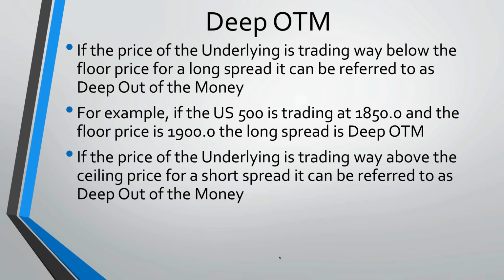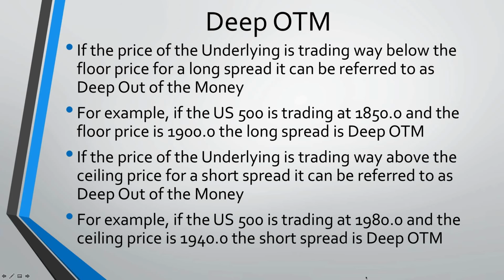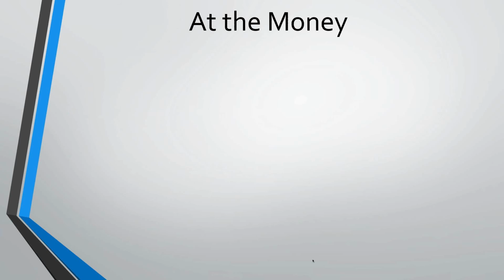If the price of the underlying is trading way above the ceiling price for a short spread, it can be referred to as deep out of the money. For example, if the US 500 is trading at 1980 and the ceiling price is 1940, the short spread is deep out of the money. So again, pretty simple concept when you think of the spreads themselves: the floor and the ceiling, and in between there being the money, so to speak. Which brings us to at the money.